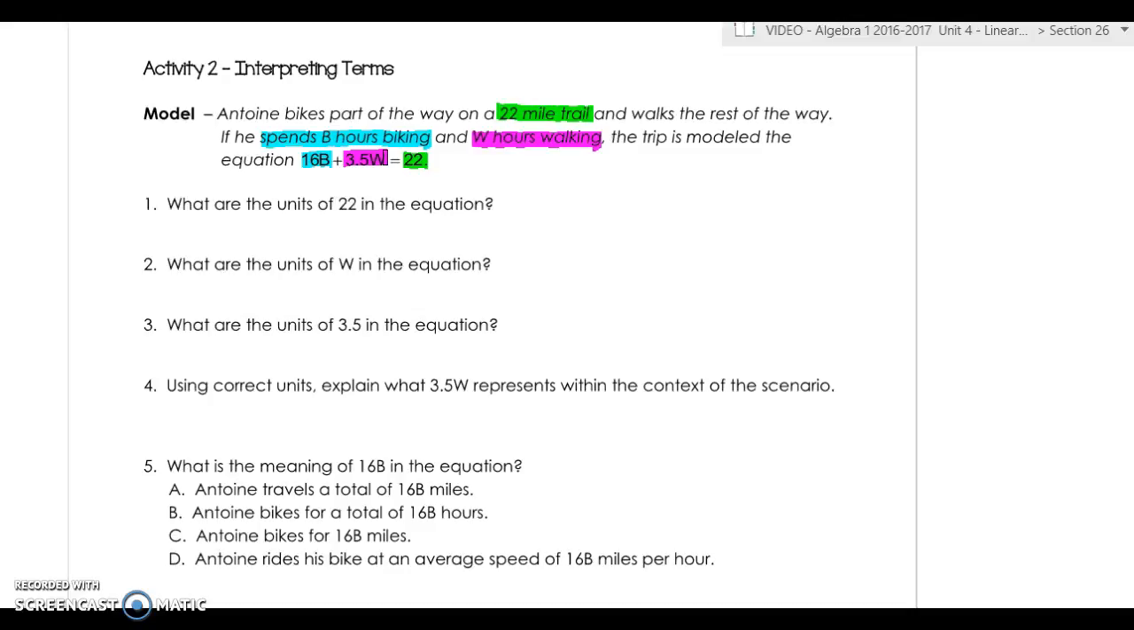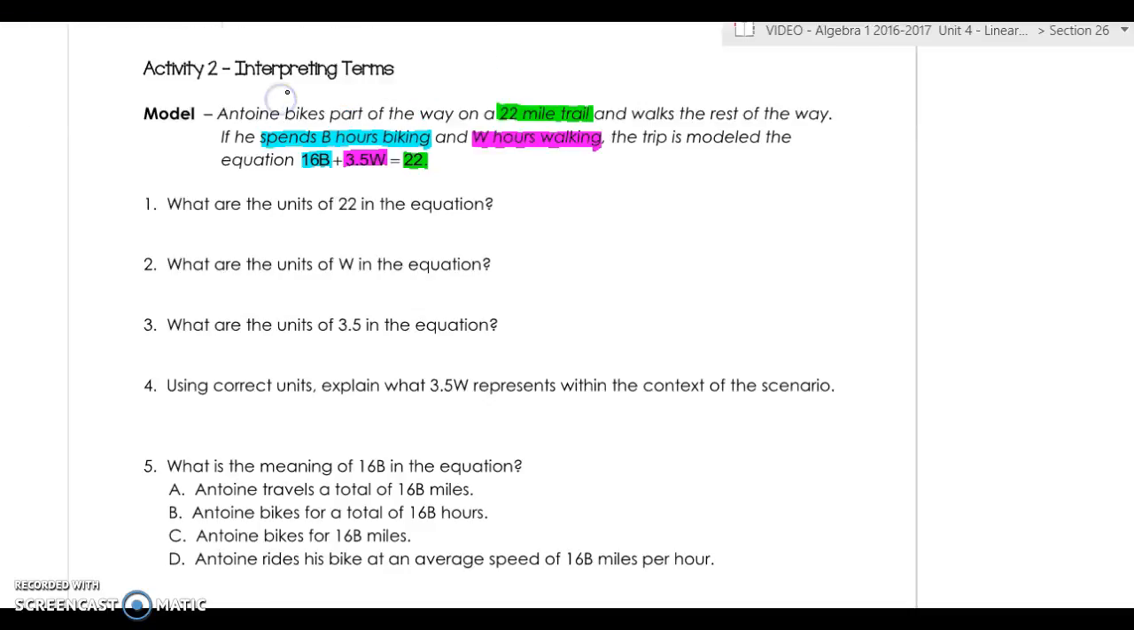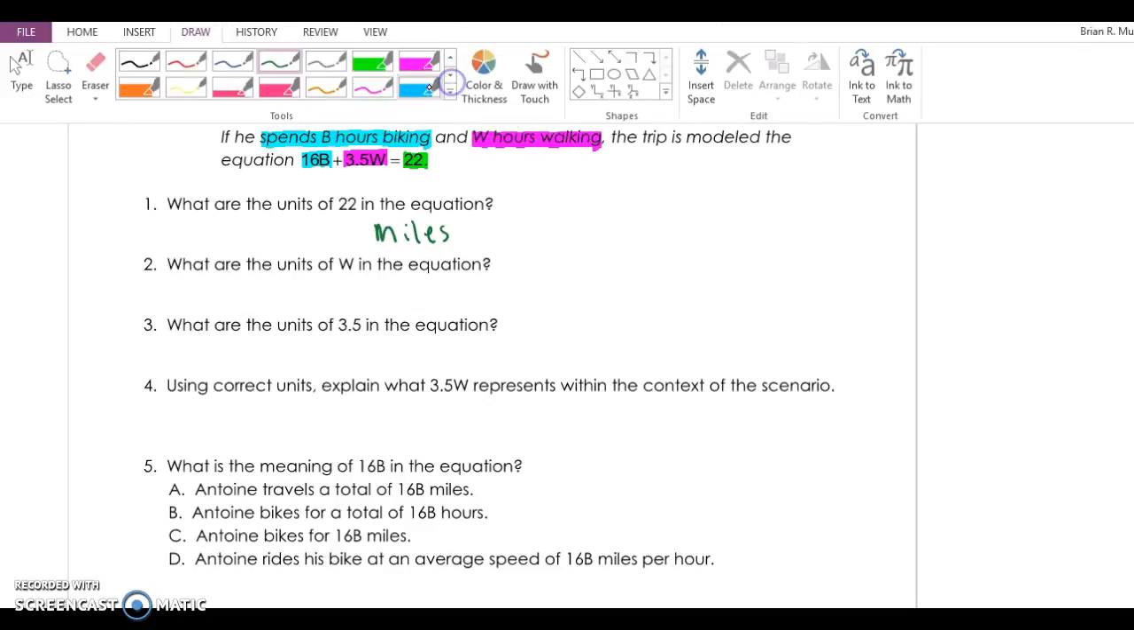We want to know what are the units of 22 in the equation. Well, it says it right there. 22-mile trail. So the 22 is in miles. What are the units of W? Well, he walked W hours, so it's hours.